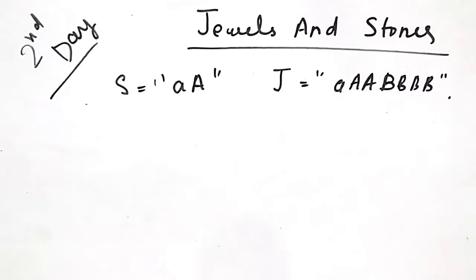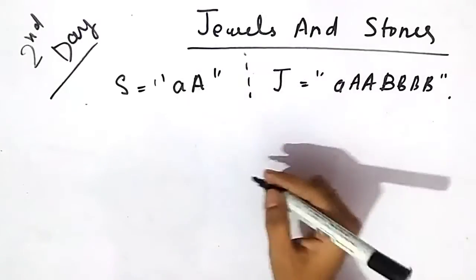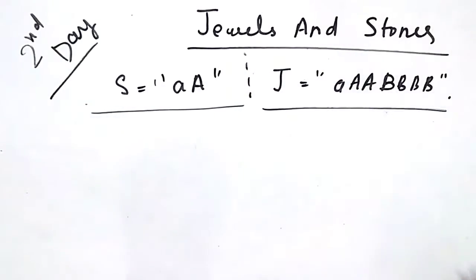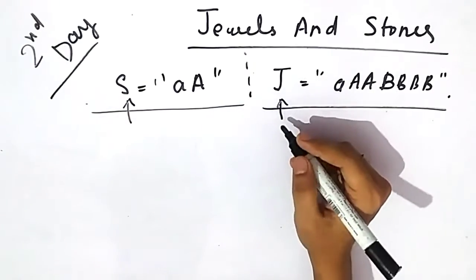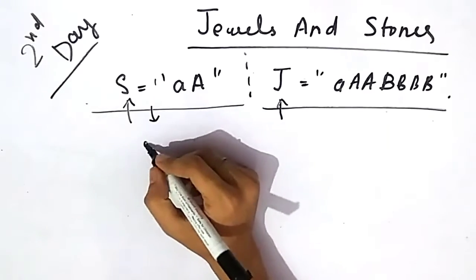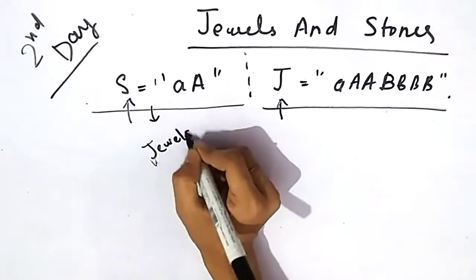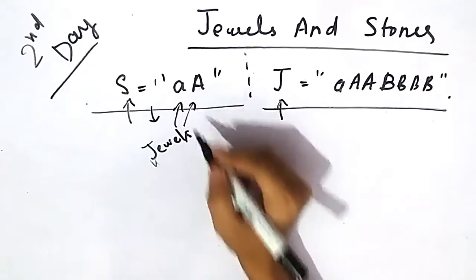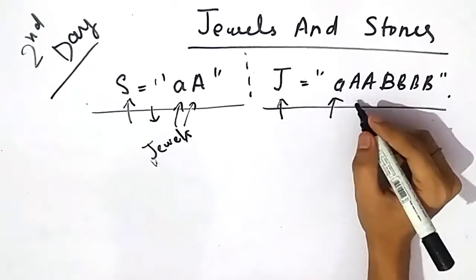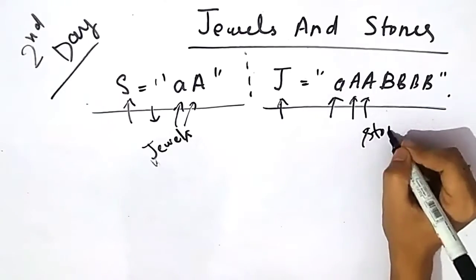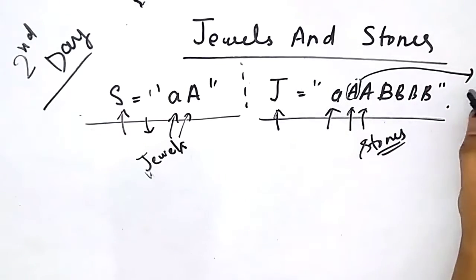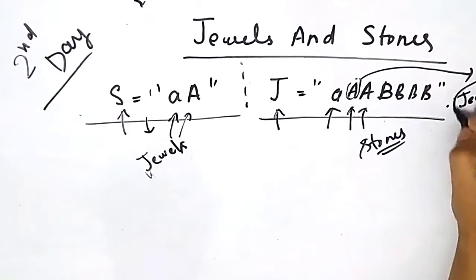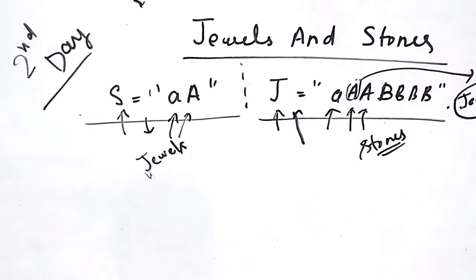The name of the problem is Jewels and Stones. This is a very easy problem and it involves the use of hashing. So what is the problem? Suppose you are given two strings, one string is S and the other string is J. This string represents the jewels, because each character in it represents a jewel, and each character in the other string represents the stones. You have to tell how many stones are jewels. So how are you going to do this?